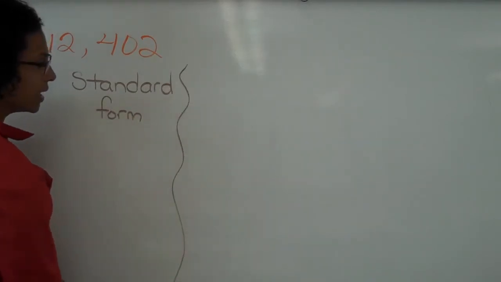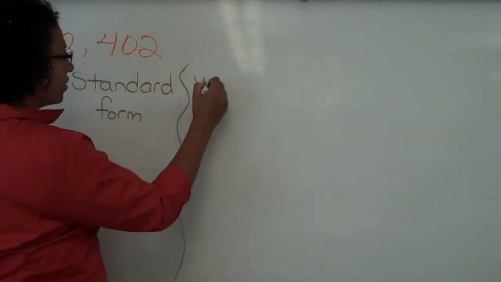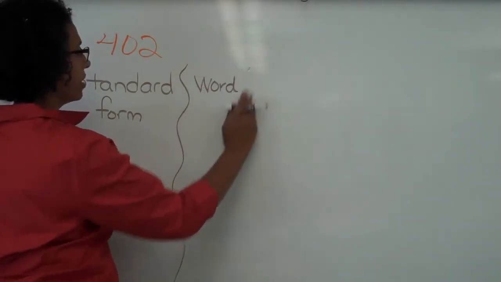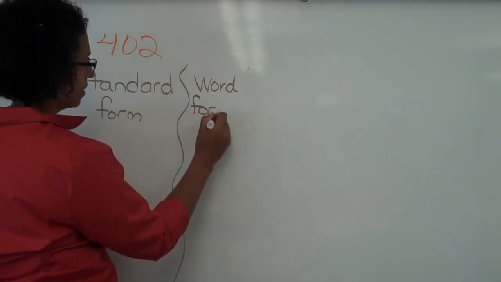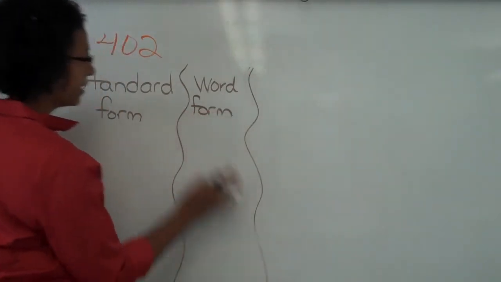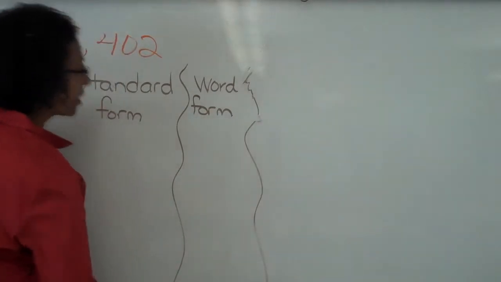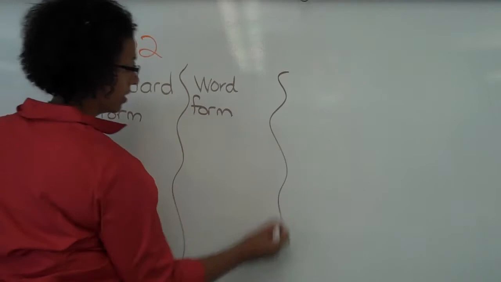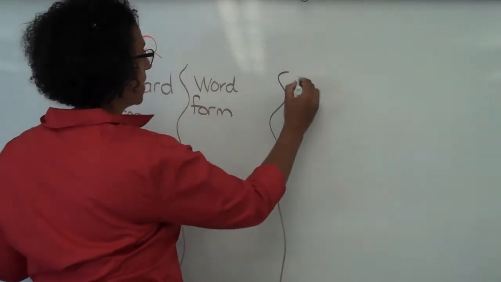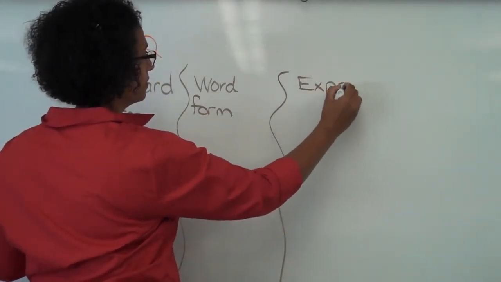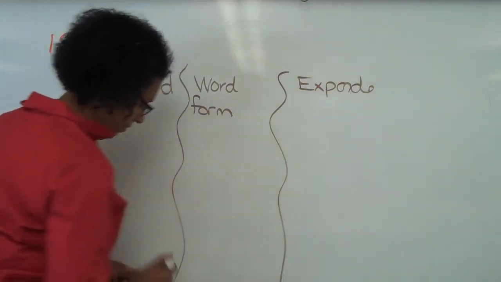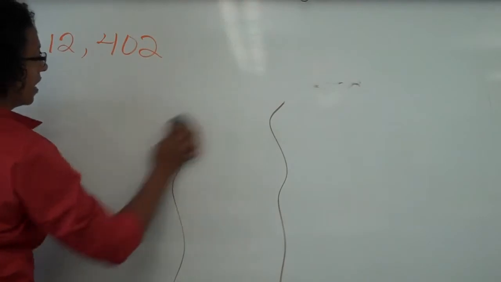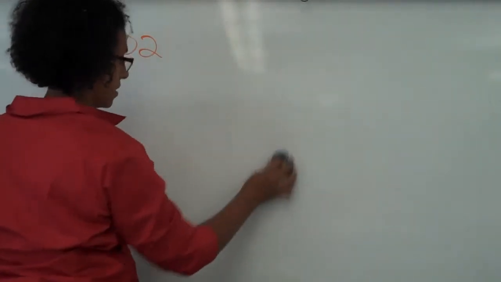And then draw a line. And then word form. Let's do it underneath. And then draw a line. That's way skinny. That's not going to work. Draw a bigger line. Expanded form. I'm not going to have room to do it this way. You guys have to fill in your chart. I'll try and explain it to you as we go.